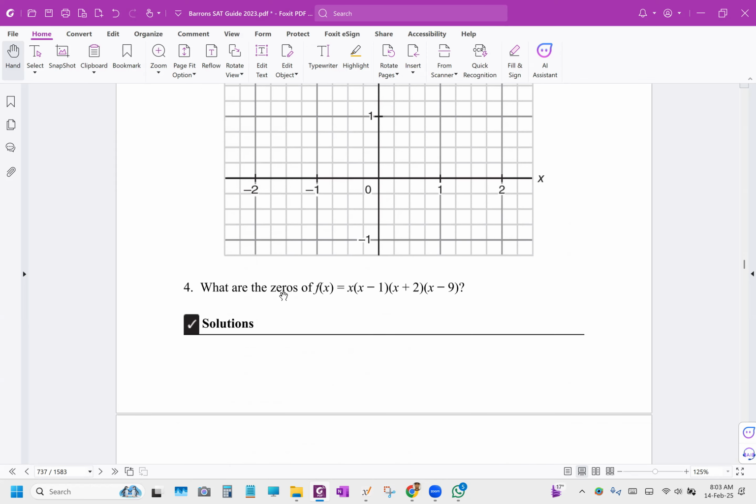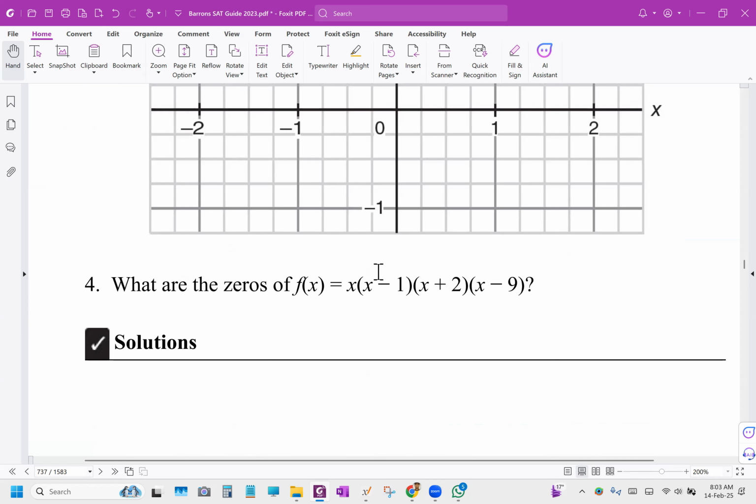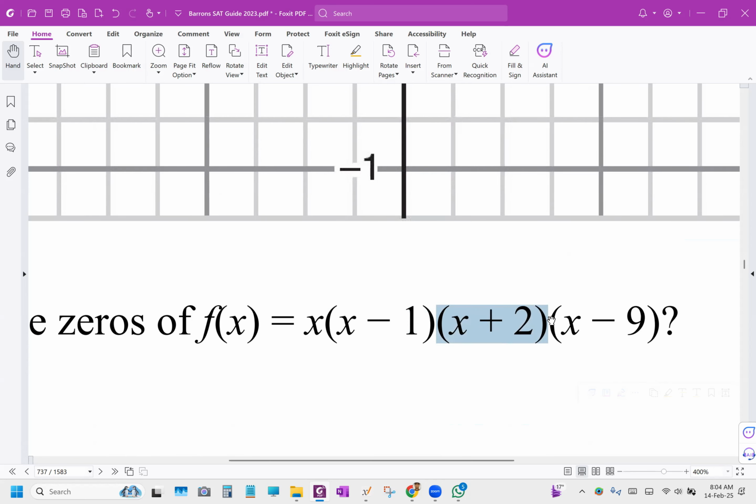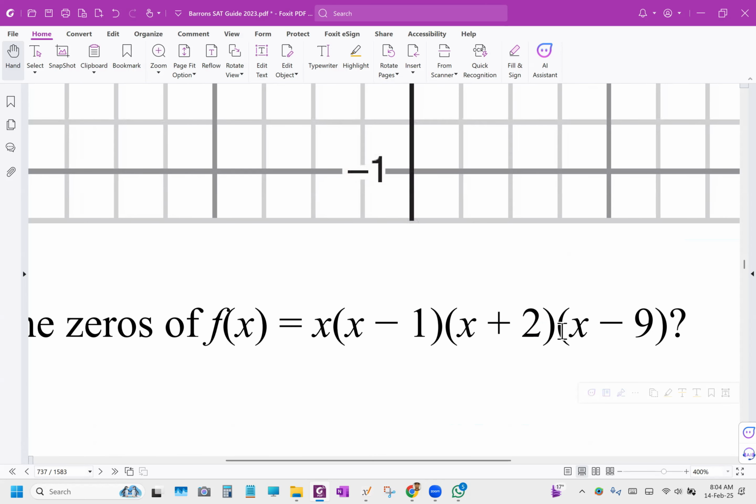So what are the zeros? You also need to apply the same procedure that I have just talked about, the very last technique. Equate it with 0. x equals 0. x minus 1 equals 0. x plus 2 equals 0. And x minus 9 equals 0. The same exact procedure.